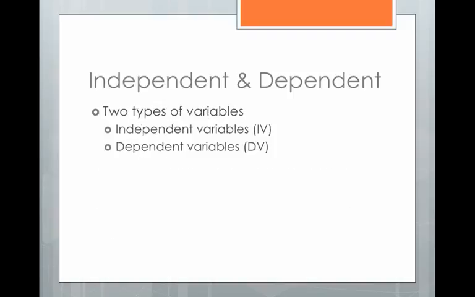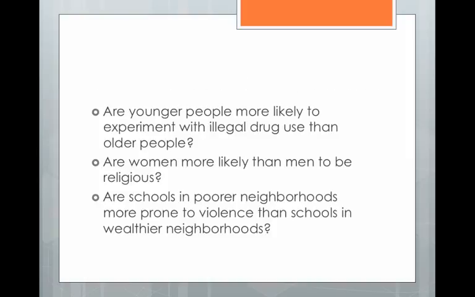So independent variables are those variables that stand alone. These are the variables that come first in your research, or these are the variables that we're saying have an effect on something else. Where a dependent variable depends on the independent variable. So we say that a dependent variable is the one that is being affected. So the independent variable comes first and has some sort of an effect on the dependent variable.